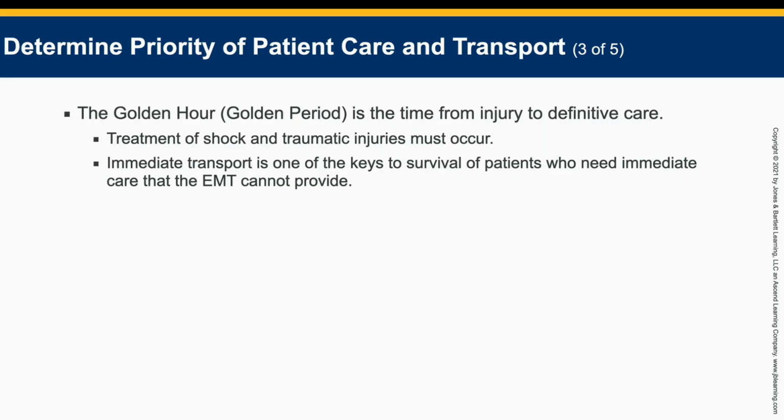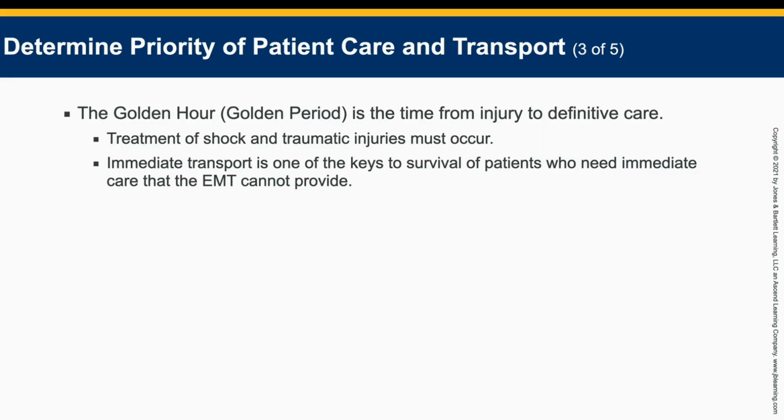Another important concept when determining patient priority and transport is the golden hour, or sometimes called the golden period. The golden hour refers to the critical time between when an injury occurs and when the patient receives definitive care, such as surgery or advanced hospital treatments. During this time, early recognition and treatment of conditions like shock and traumatic injuries are super important. Prompt care during this window can significantly improve the patient's chance of survival and recovery.